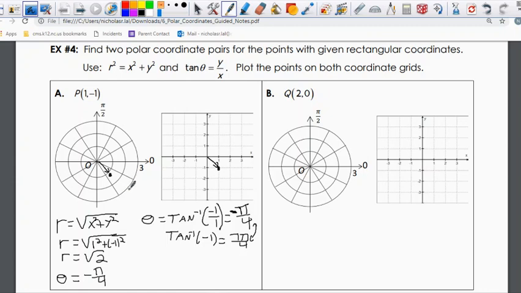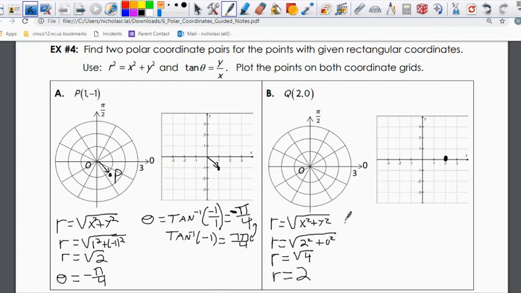That's point P. All right, now we have the point 2, 0. So x is 2, y is 0. This is the point 2, 0. r is going to be equal to the square root of x squared plus y squared. So r is equal to the square root of 2 squared plus 0 squared. So 2 squared is 4. So r is equal to the square root of 4. All right. So that means r is equal to 2.